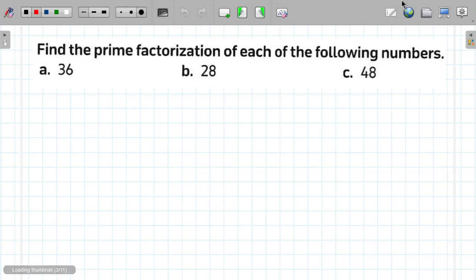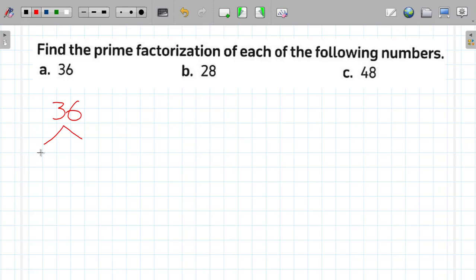Next, I want to factorize these numbers. I have 36, 28, and 48. The first one here is 36. So 36 equals what? I have 3 by 12, 6 by 6, 4 by 9. All of these numbers are a product or the factorization of 36.